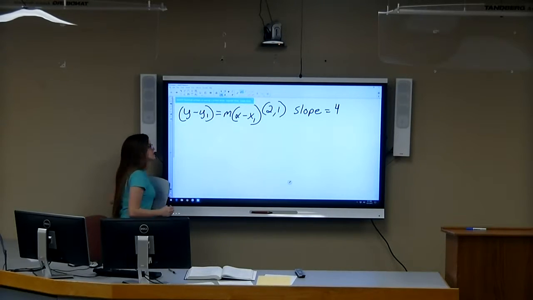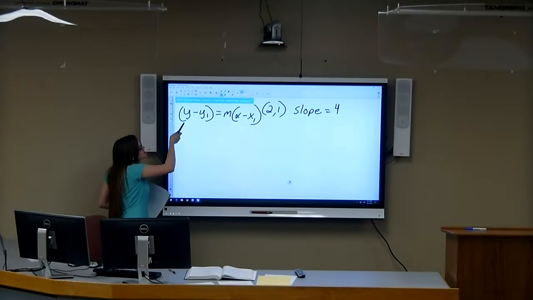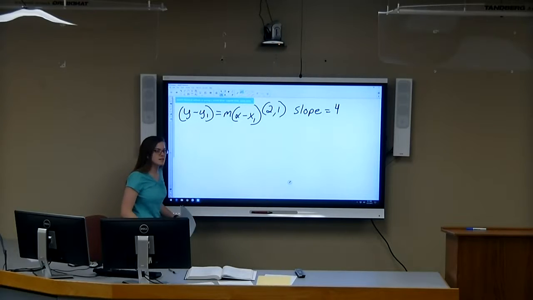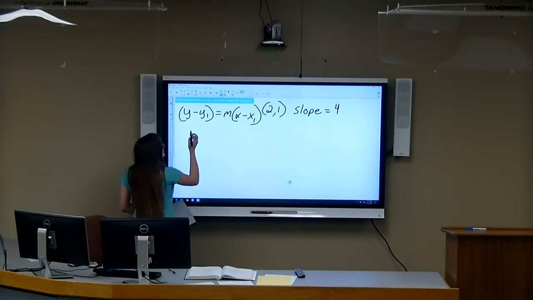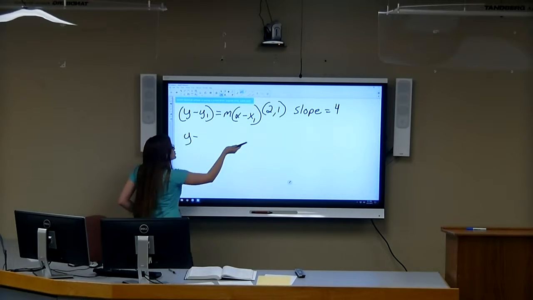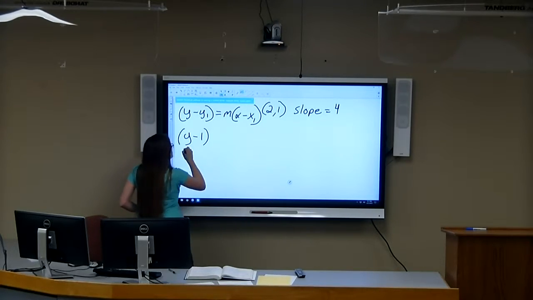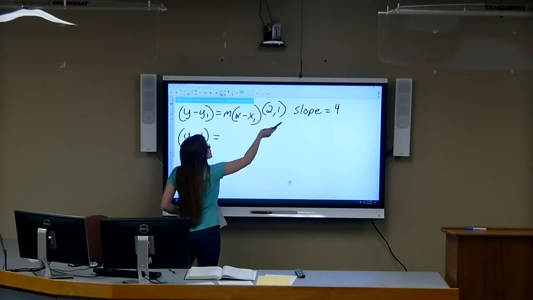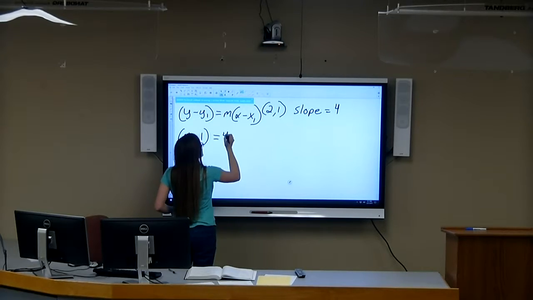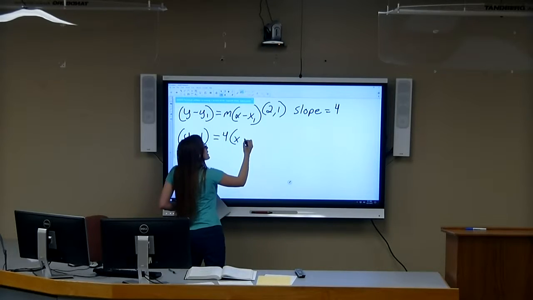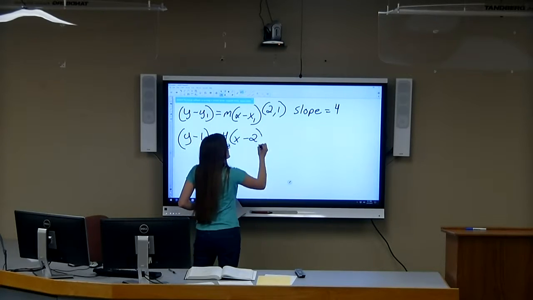First, you'll start by plugging things in. If it's the y just by itself, doesn't have a 1 next to it, and if it's the x that doesn't have the 1 next to it, it will stay y and x. But the ones that have the numbers next to them, they're going to change to your numbers for your point. So y1 is 1. Keep your parentheses. Your slope is 4. M stands for slope. X is going to stay the same, but x1 is going to turn into 2.